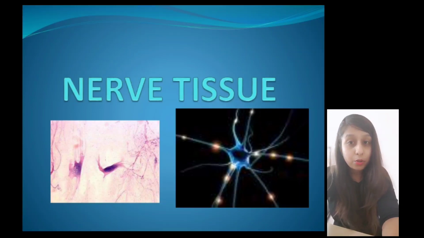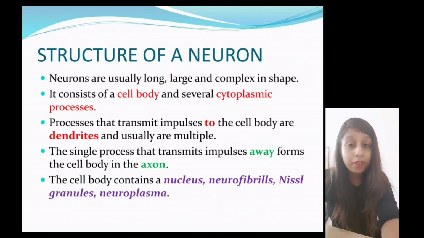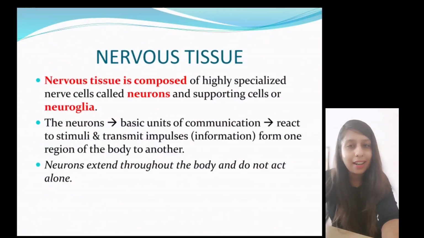The last tissue which we are left with is the nervous tissue. Now, the nervous tissue is the most important tissue in our body. We are able to do whatever we want only because of the presence of the nerves or the nerve cells. So, cells of nervous tissue are known as neurons. Neurons are usually long, large and complex in shape. It consists of a cell body and several cytoplasmic processes, which are also known as dendrites. There is an axon and obviously there are dendrites.